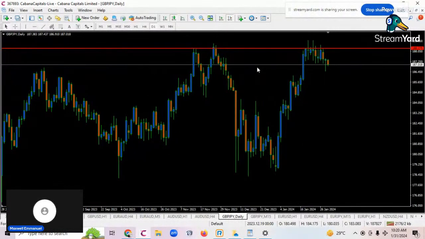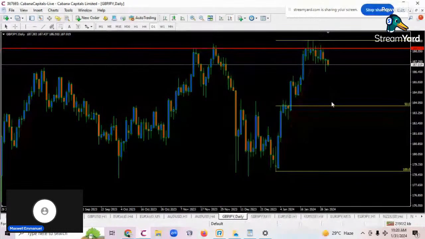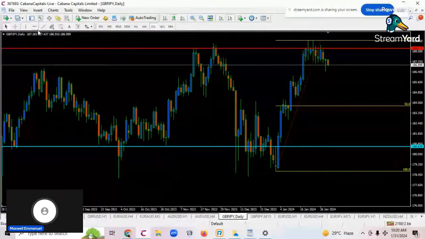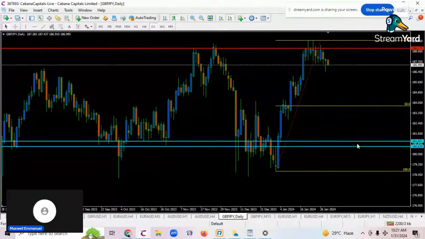So let's start with the daily time frame. You can see price tested this resistance level and there was a strong rejection from that level. If we apply the Fibonacci on this swing low to this swing high, we should expect price to pull back to a discount level. At the discount level, you will see we have a fair value gap here. So you might want to see price fill this gap.